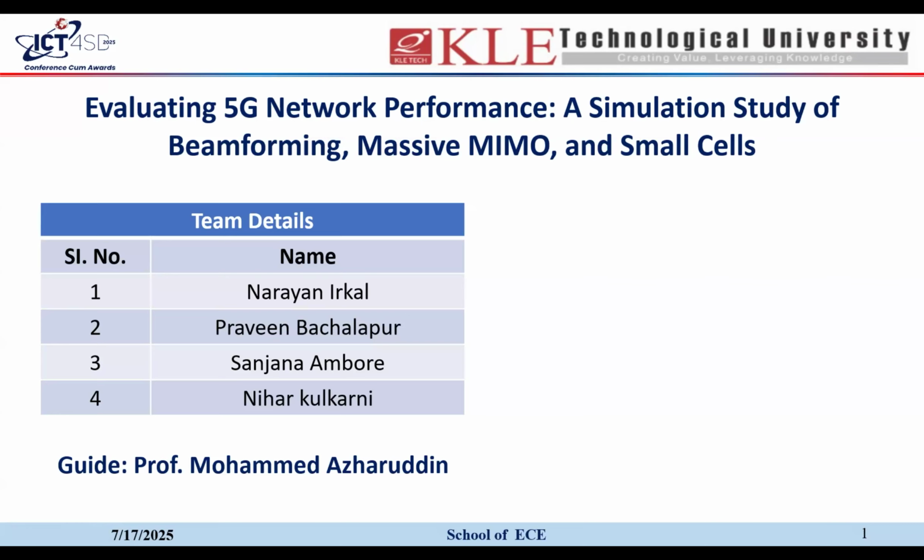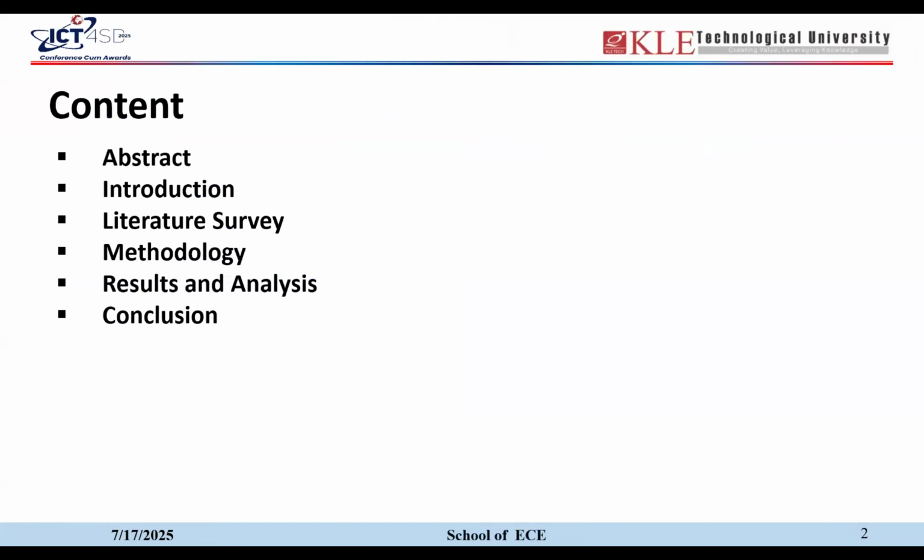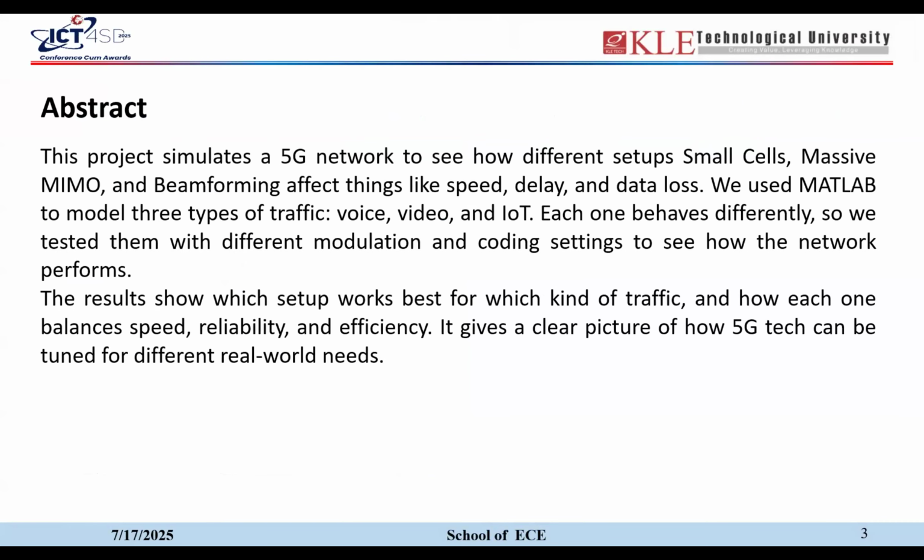Good afternoon, everyone. So here we are about evaluating 5G network performance, a simulation study of beamforming, massive MIMO, and small cells. Our project simulates a 5G network to understand how different configurations, namely small cells, massive MIMO, and beamforming, affect performance metrics such as latency, throughput, and packet loss. We have used MATLAB and its 5G toolbox to build a configuration environment where three types of traffic, like voice, video, and IoT, were tested. Each traffic type has unique network demands. So we randomize parameters like modulation schemes and coding rates to evaluate performance under realistic conditions. This allowed us to identify which configurations are more suitable for a particular traffic profile.